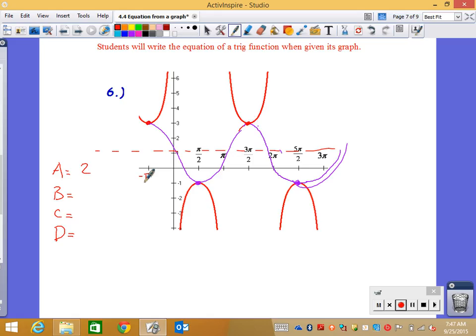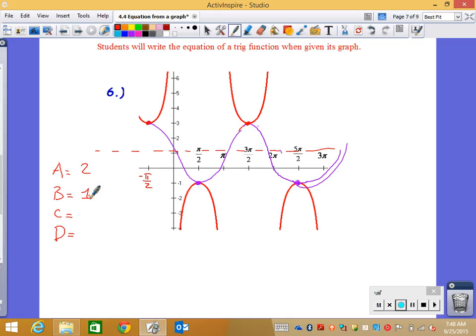So this is negative pi over 2 because that's one interval. So I'm going from negative pi over 2 to 3 pi over 2. How far of a distance is that? Well, that's just 2 pi. So hopefully you can see, oh, that means my b value needs to be 1. It's my normal period. Negative pi over 2 to 3 pi over 2. Boom. 2 pi. I'm going to leave c value for last.